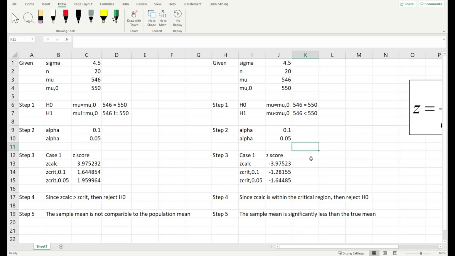Tama? Pero if ang assertion natin is, for example, gustong i-prove ni product A, no, superior yung product namin. Our product has higher wear resistance than the product B. Then, para mas focused yung testing natin, ang magiging assertion natin is that si product A, the mu of product A is greater than the mu of product B. And therefore, I will be doing a right tail test. So, nagets yung difference?